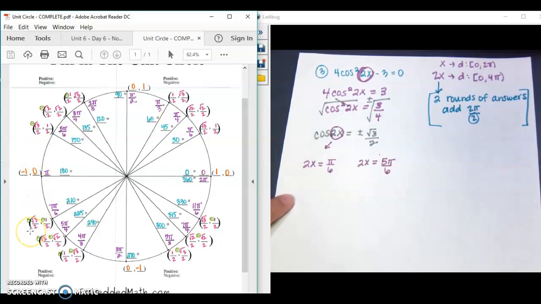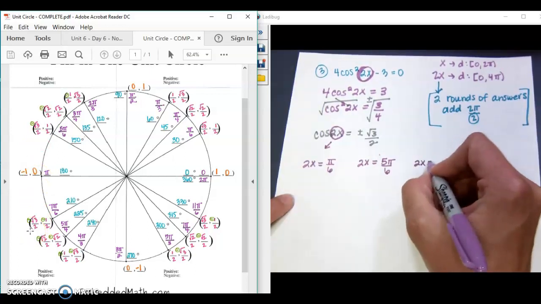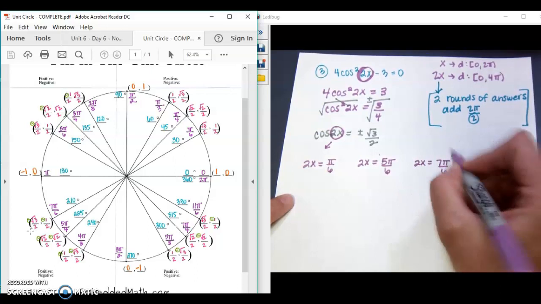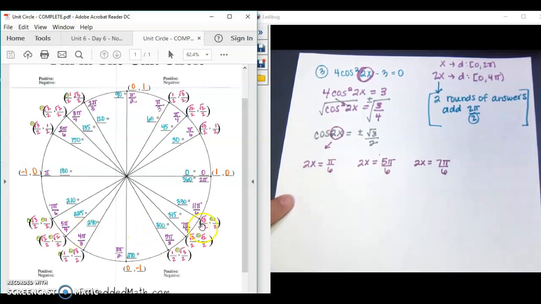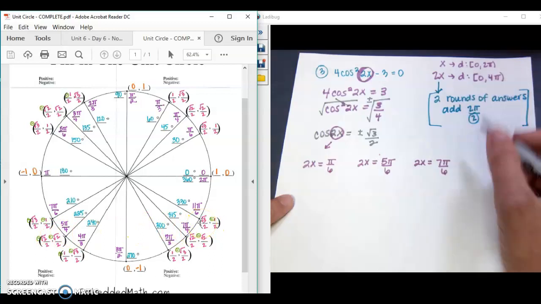And then the next place is at 7 pi over 6. Remember, these should all have the same denominators when you're getting your answers. And then square root of 3 over 2, the last place that happens is at 11 pi over 6.